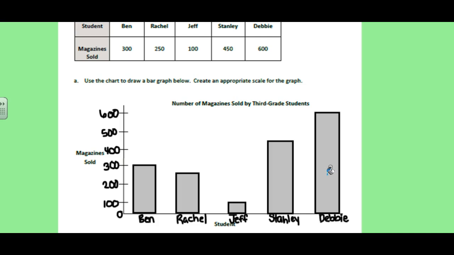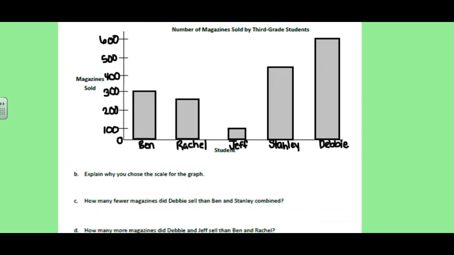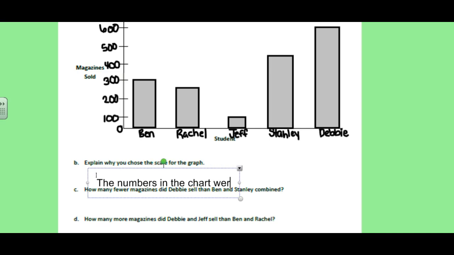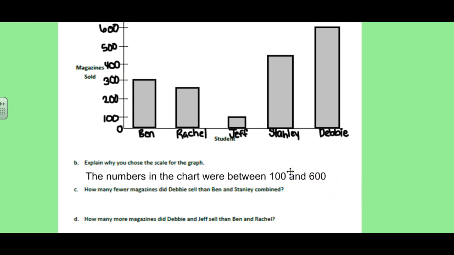So if you need to get that ready and push pause, you can, because we've got some questions to answer based on this bar graph. Okay, so explain why you chose the scale for your graph. Well, the reason that we chose the scale is because the numbers in the chart were between 100 and 600. It's really hard to, like I said before, count by fives or tens or 20s whenever you've got such large numbers. So it was because they were between 100 and 600.